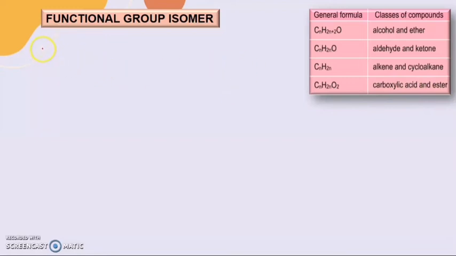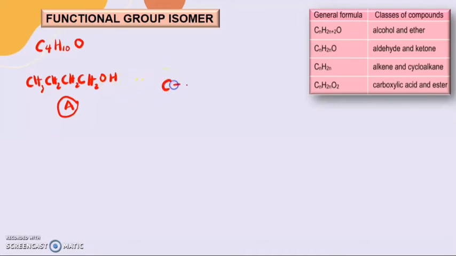For example, I have C4H10O. Okay, just now we have this structure as our first structure. So this is alcohol. I name it as A. So when A is alcohol, it will have functional group isomer with another compound, with alkoxy compound.